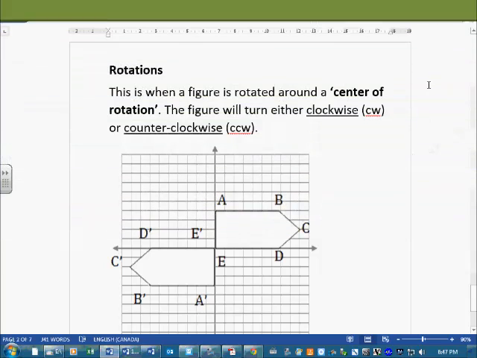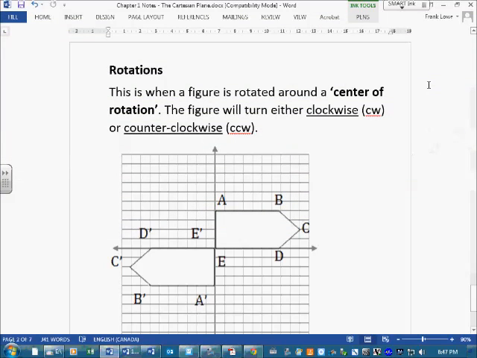Okay. Our last transformation is going to be a rotation. Now this one is a little hard to show on this video, but I'll do my darndest. So rotation, that's when a figure, as it says here, is rotated around a center of rotation. So reflections have a reflection line, rotations have a center of rotation. And the figure will turn either clockwise or counterclockwise.